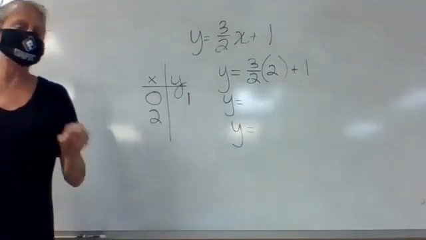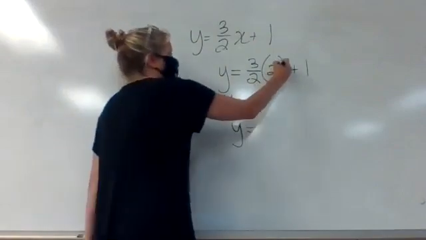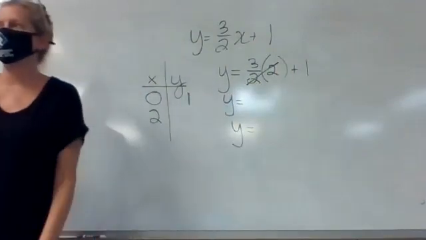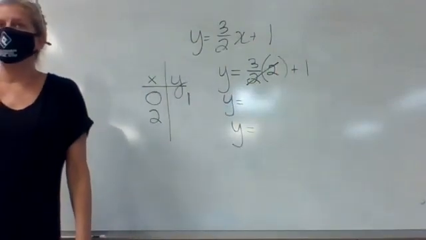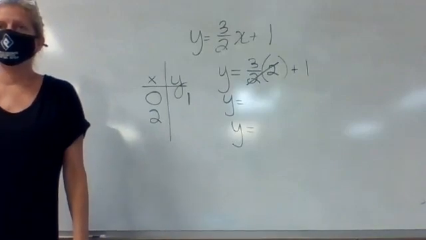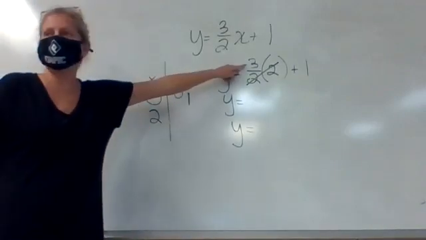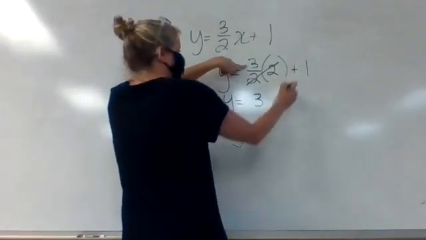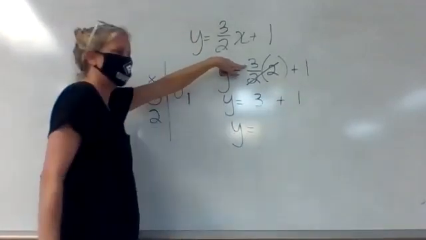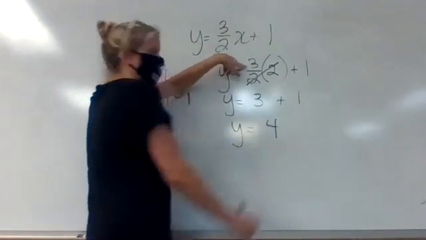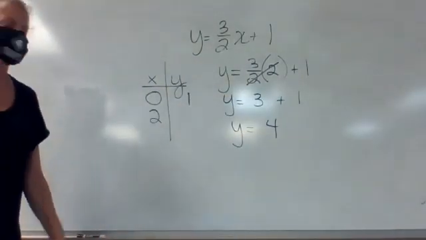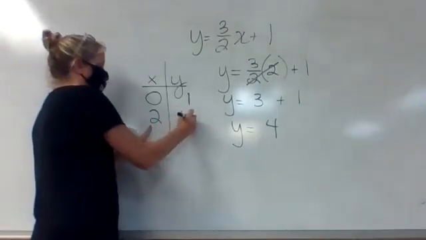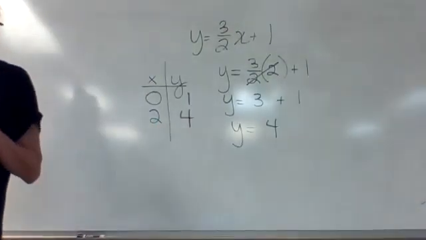Here's why you want to use the denominator of the fraction. Those will cancel. And you're just left with whatever this number is. So bring down that 3, drop down the plus 1, and then add that to get 4. So when I plugged in 2, it spit out 4.